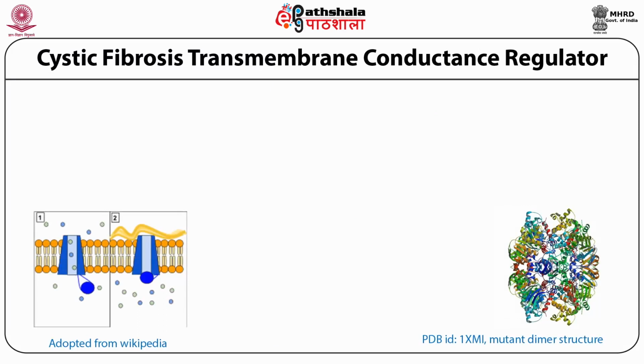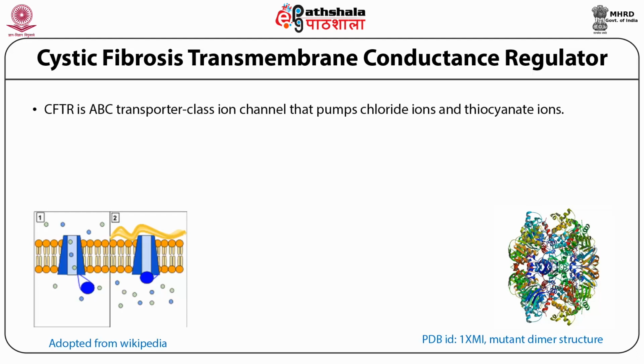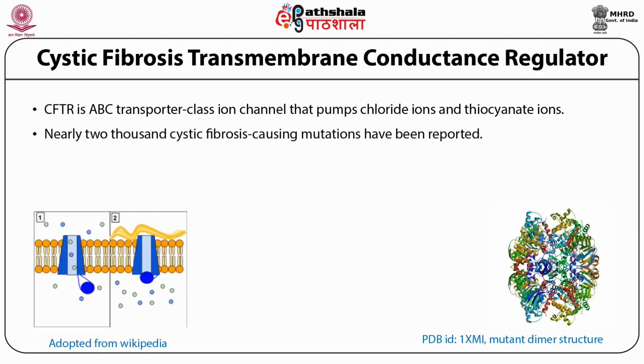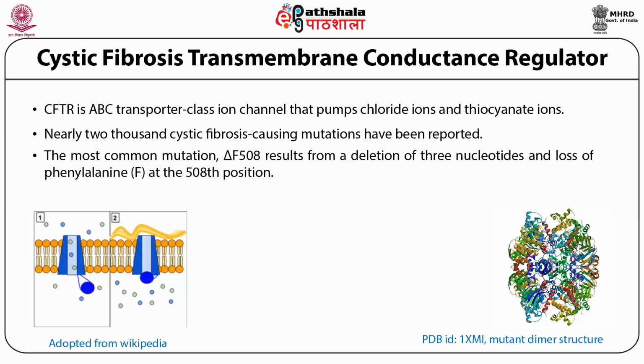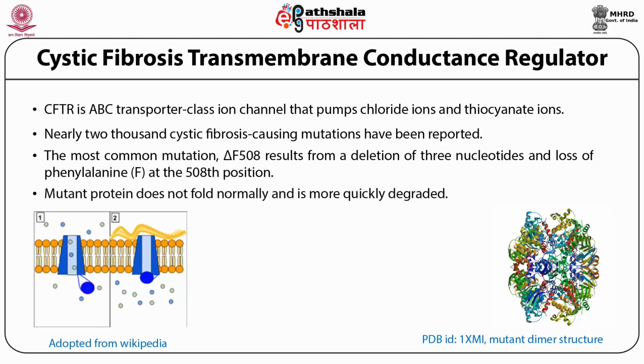Cystic fibrosis transmembrane conductance regulator. This is also called CFTR for short. This is an ABC transporter class of protein, which is an ion channel that pumps chloride ions and thiocyanate ions. Nearly 2,000 cystic fibrosis causing mutations have been reported. The most common mutation is deletion at the 508 position, resulting basically from a three-nucleotide deletion in the gene, and loss of phenylalanine at this position, which causes the dysfunction of this protein. The mutant protein does not fold normally and is very quickly degraded.